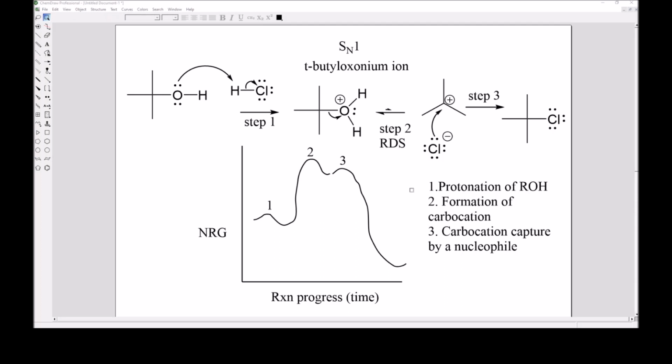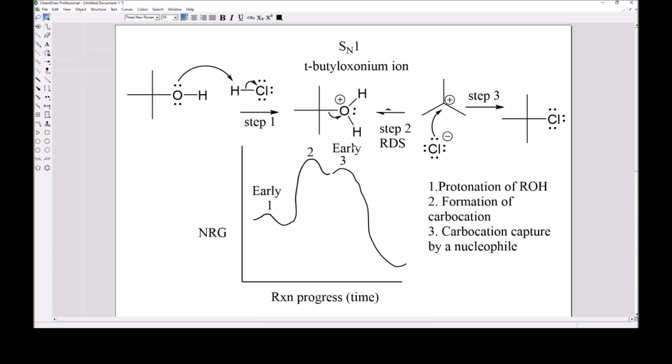Hammond's postulate, which is one of the definitions we'll go back and fill in, states that an endothermic reaction step has a late transition state and an exothermic reaction step has an early transition state. So we can now label each of our transition states as late or early. This is an exothermic step, meaning that it starts at a higher energy, ends at a lower energy, so it has an early transition state.